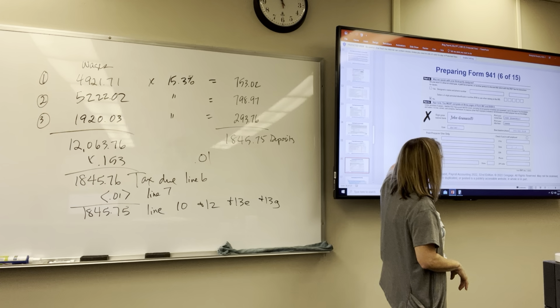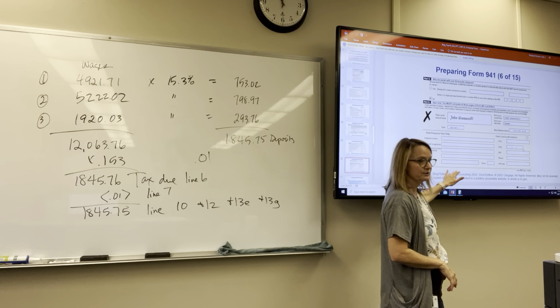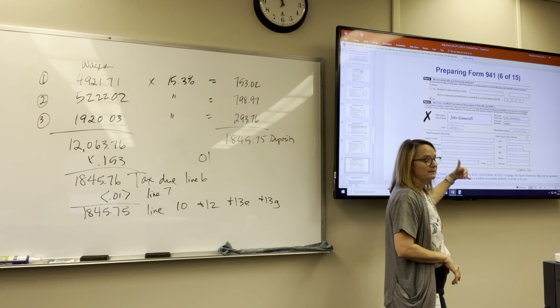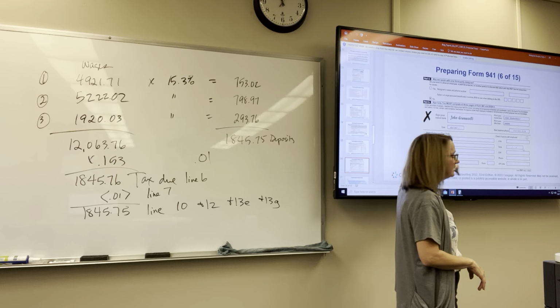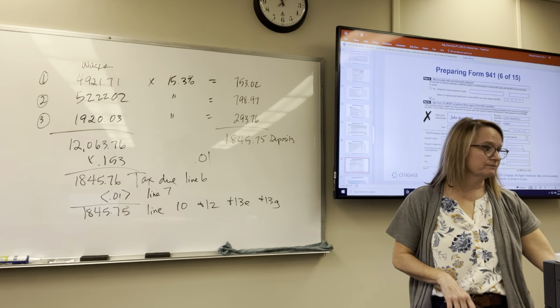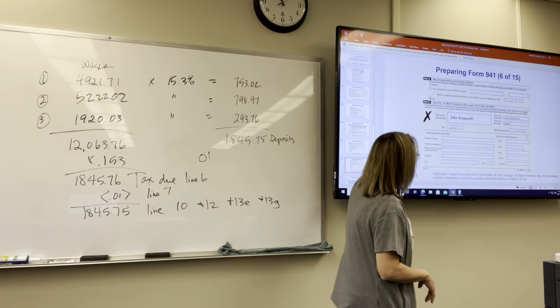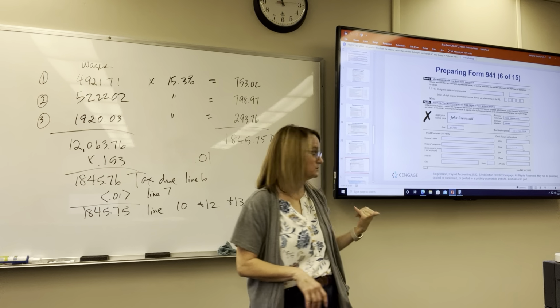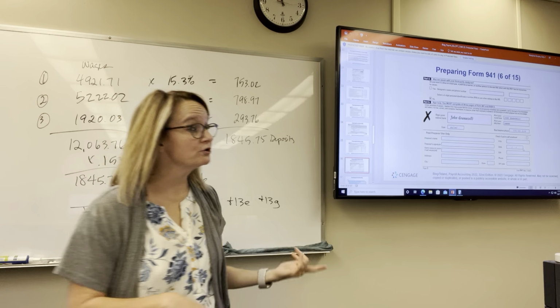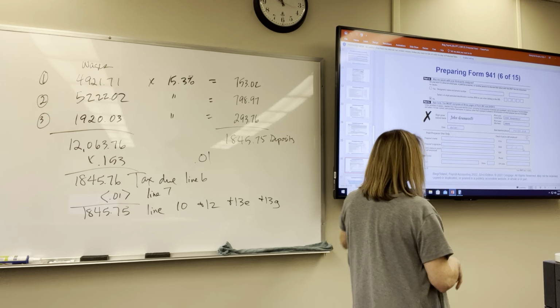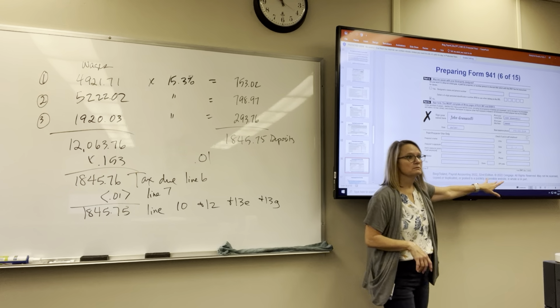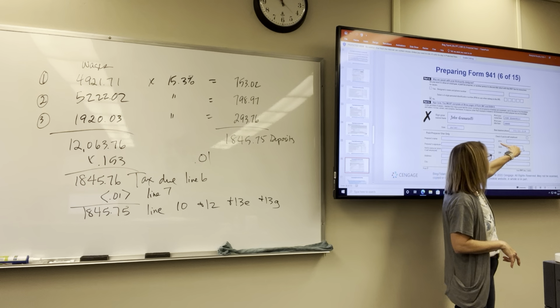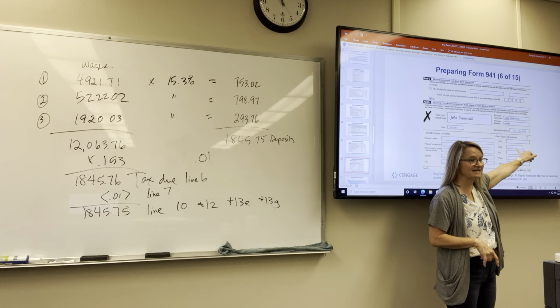This section is just for paid preparer use. So if the company paid somebody else to prepare the return, this information would be filled out by the paid preparer and then signed as well by the paid preparer. In order to fill out one of these forms for pay, you have to have what's called a PTIN, Preparer Tax ID Number.